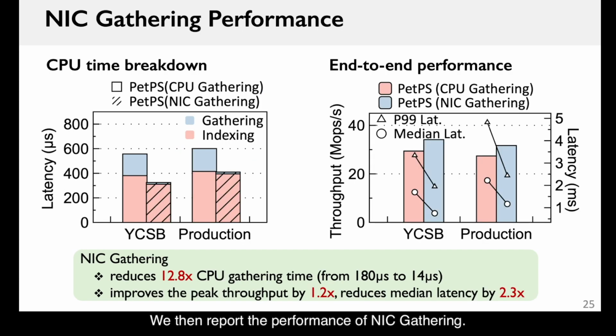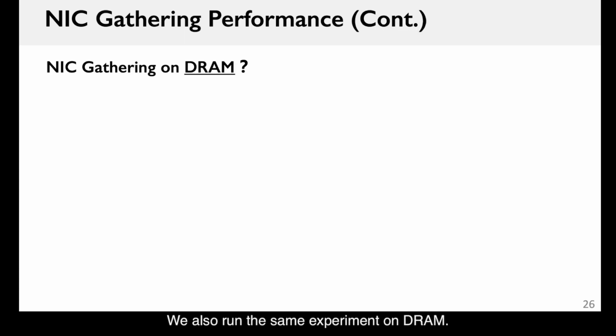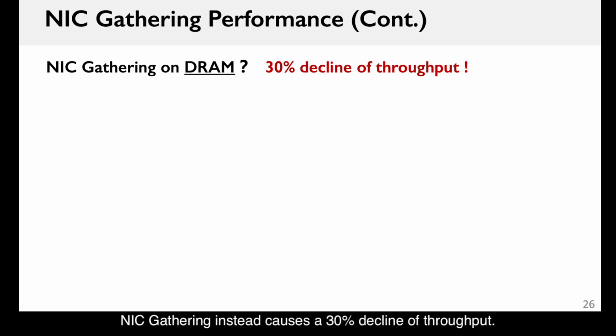We then report the performance of NIC gathering. The left figure shows the CPU time of two gathering schemes, and the right figure shows the end-to-end throughput and latency. We can see that with NIC gathering, CPU gathering time is reduced by 12.8 times, and the end-to-end throughput enhances by 1.2 times. The median latency is also reduced by 2.3 times. We also run the same experiment on DRAM. Interestingly, we found that NIC gathering instead causes a 30% decline of throughput.